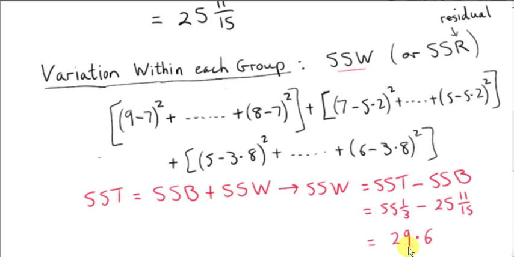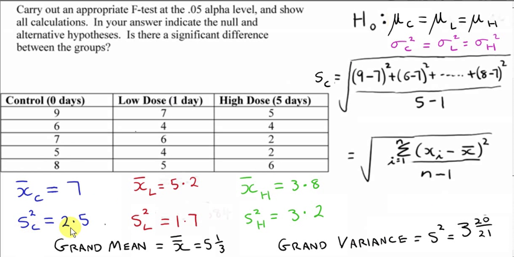You will get 29 and 3/5 or 29.6. Now that's the quickest way to get SSW. You could still go and work out these using a shortcut involving the variance of each group. You don't actually have to work out all 15 of these square deviations on the calculator. You see, you can use the sample variance of each group, these 3 numbers, to greatly reduce that calculation if you want to do that calculation directly.